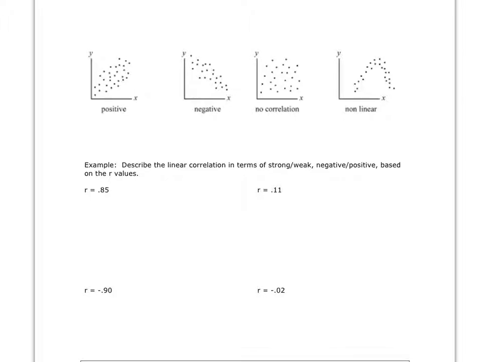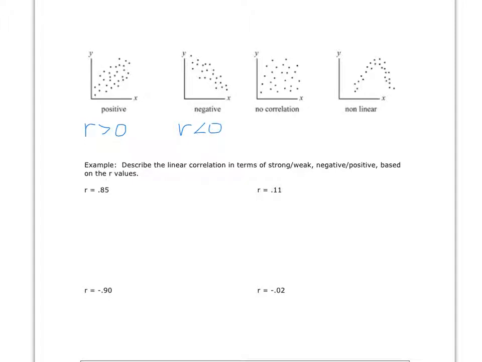So let's look at our scatter plots again, and now relate these to what values of R they are. In this scatter plot, we obviously have y increasing as x increases. We said we had positive linear correlation. That means that an R value for this sample of x and y values would be positive. It would be greater than 0. And then the next one, where y is decreasing as x gets larger, R would be negative.